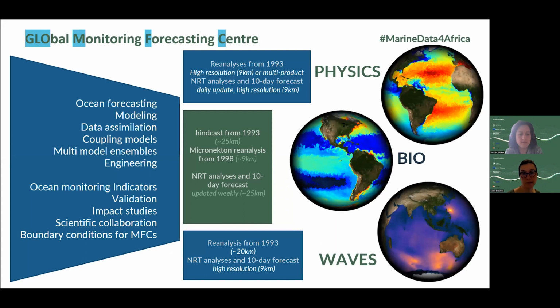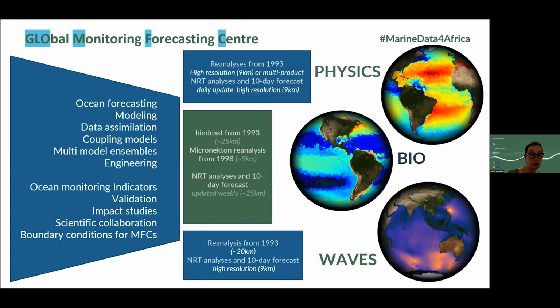So this forecasting center leads a lot of activities, among them ocean forecasting, using modeling and data assimilation, also coupling models, physics and biogeochemistry, for instance. We're also doing multi-model ensemble, a lot of engineering activities, ocean monitoring indicators, validation, impact studies, et cetera. So I won't go into the details, but it's just to say that this is part of our activities. It implies a lot of people are working on that to produce these physical oceanography systems, but also biogeochemistry and waves in collaboration with partners.